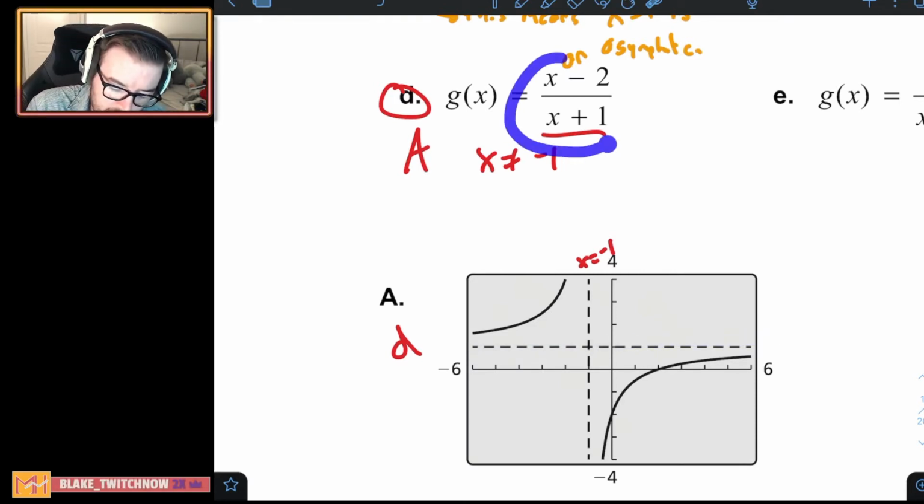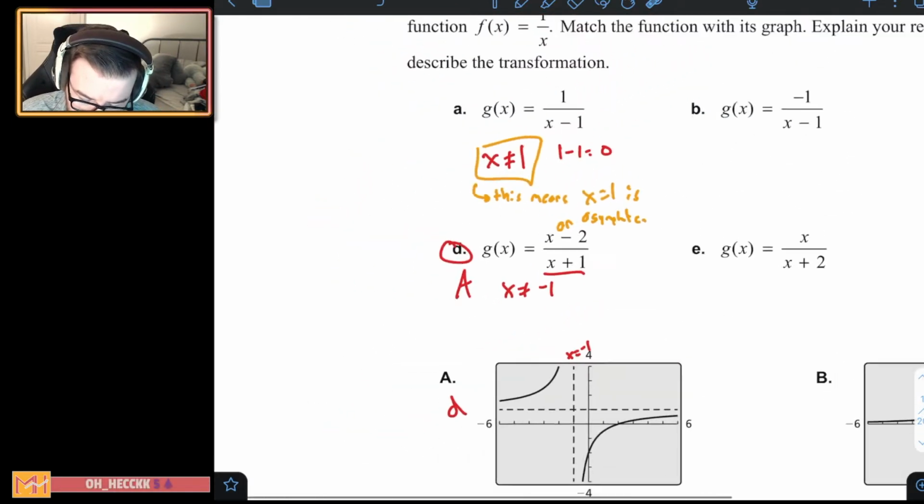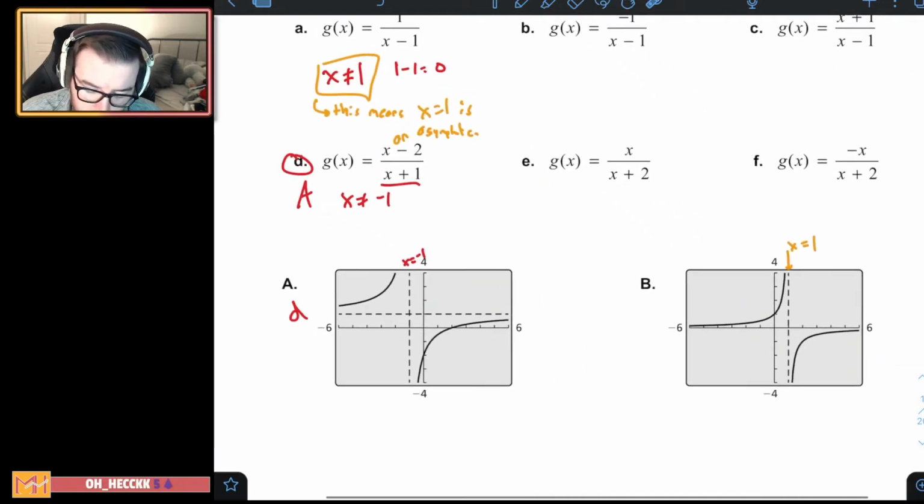Well, when looking at this, it might not be 100% obvious. Let's start to build on that.